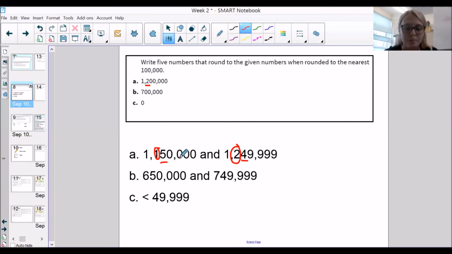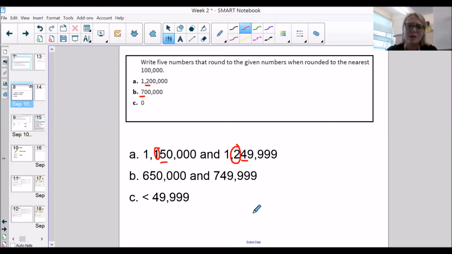So for the next one, the 7 was your 100,000s digit. The smallest number you could have had was 650,000, and the biggest number you could have had was 749,999. Okay, so any number in between those 2 numbers would have been correct.